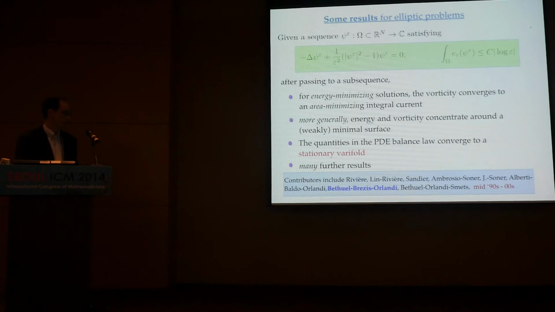The contributors include, for example, one of the first results is by Rivière. Then there's the work of Lin, Rivière, and Sandier. In some way, the most definitive results are due to Bethuel, Brezis, and Orlandi, who established these ones here. The measure theoretic part of their argument relied on tools of Ambrosio and Soner, and they supplied the PDE part after a great deal of preliminary work by other authors.